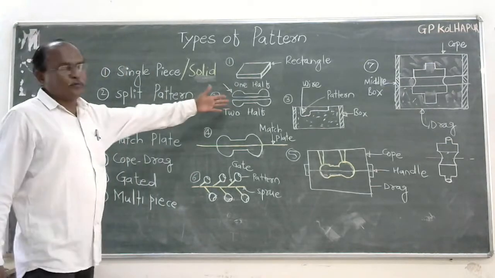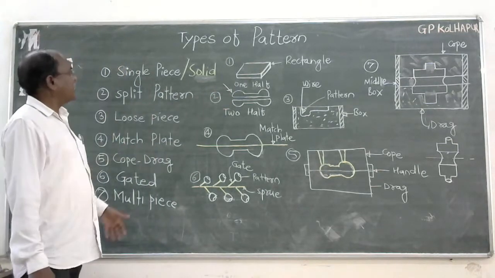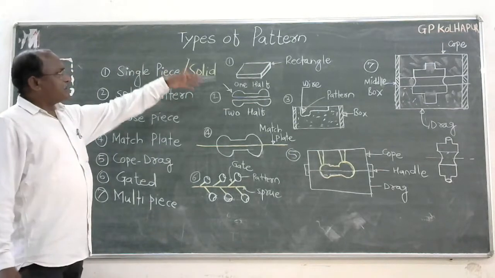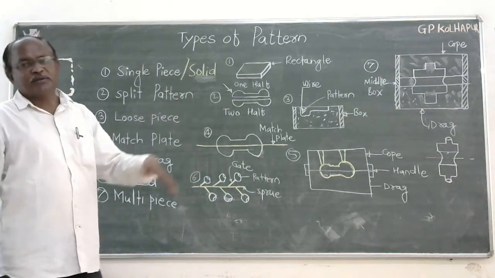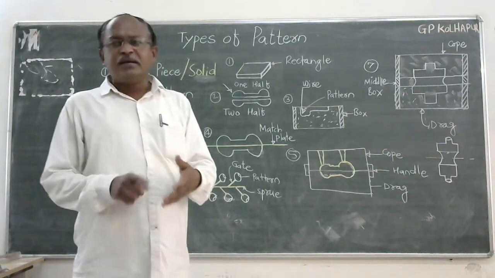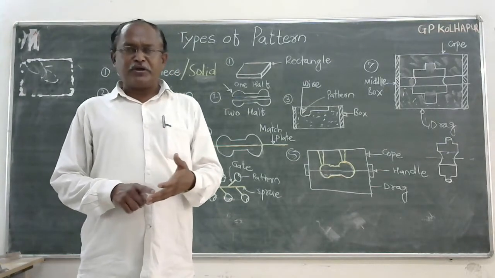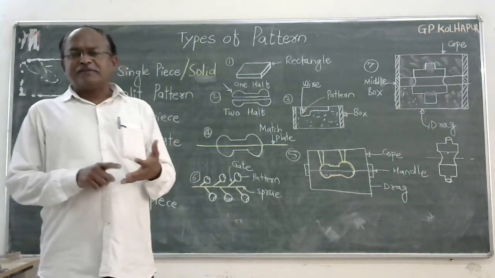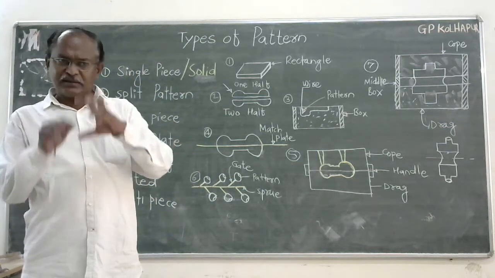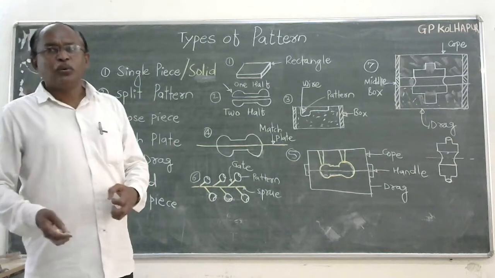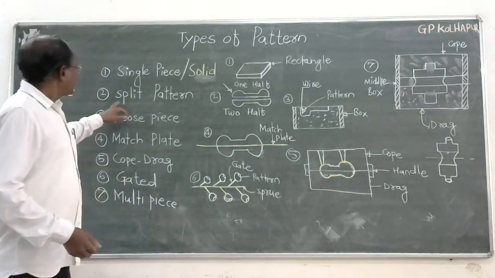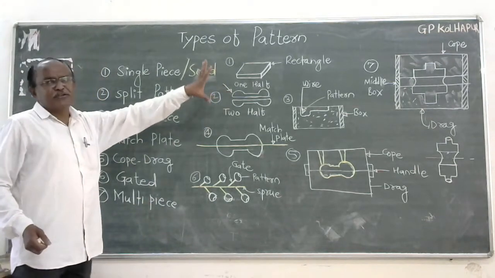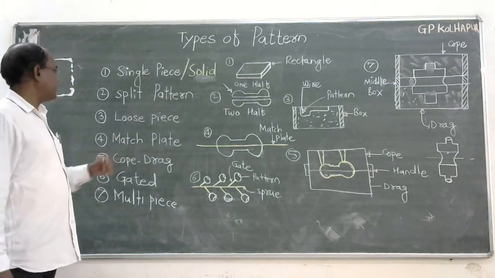It is made of wood. Mostly, 80% of patterns are made of wood because it is a cheap material from the economical point of view, it is easily available, it is low in weight, and you can easily give various shapes to the wood material. So a split pattern means it is split into parts. That's why it is a split pattern.